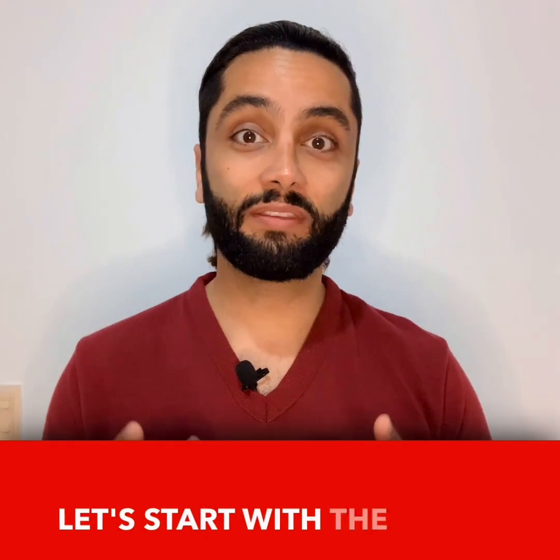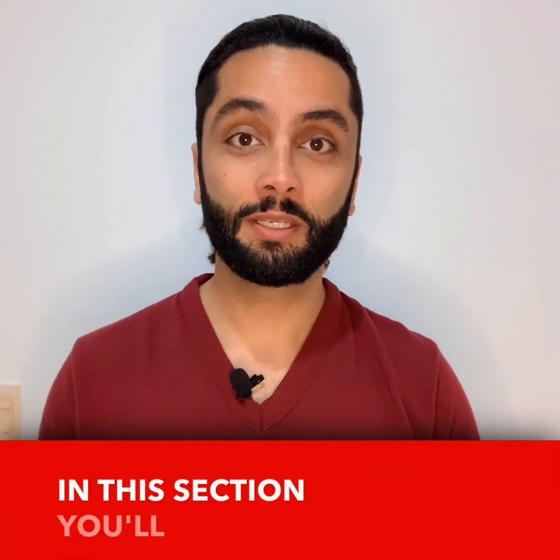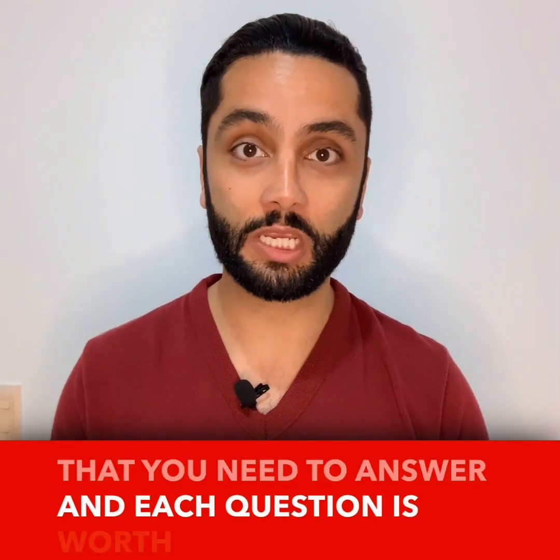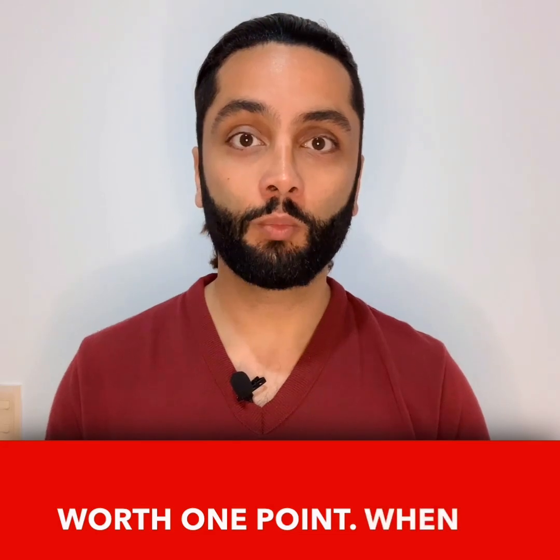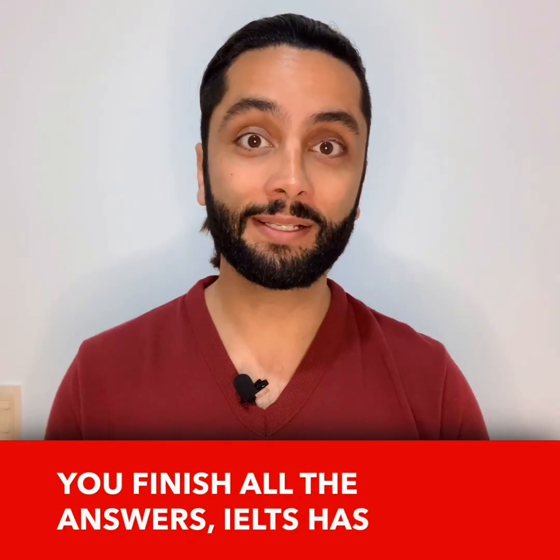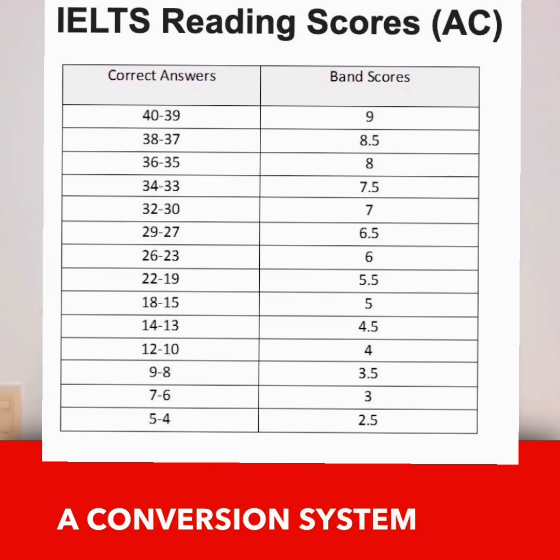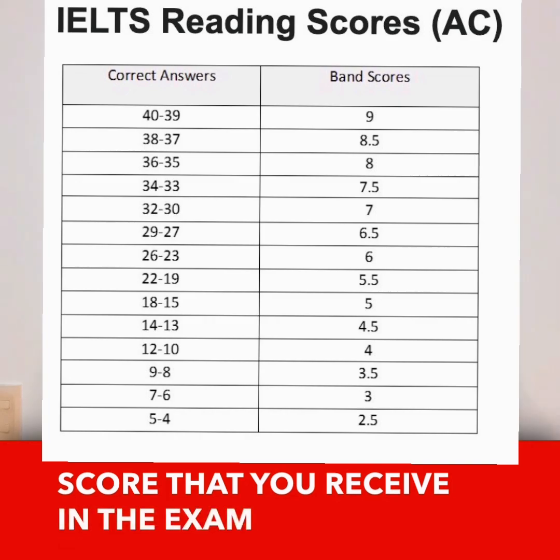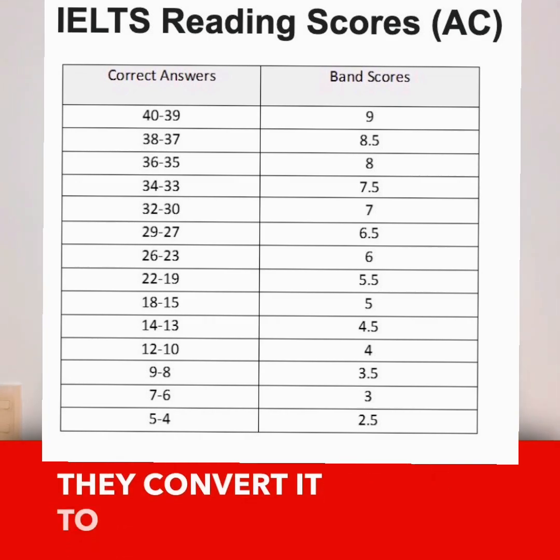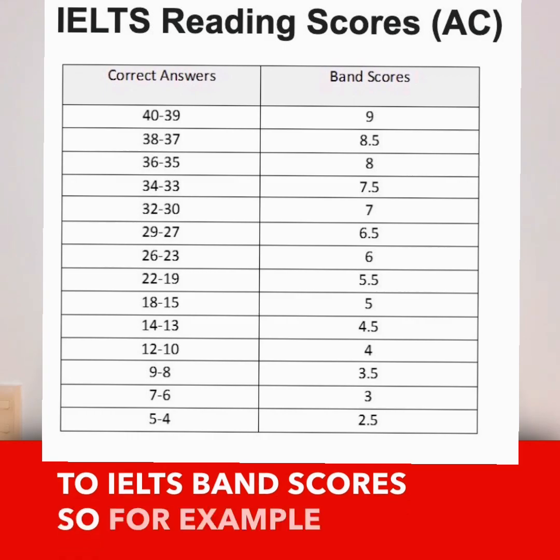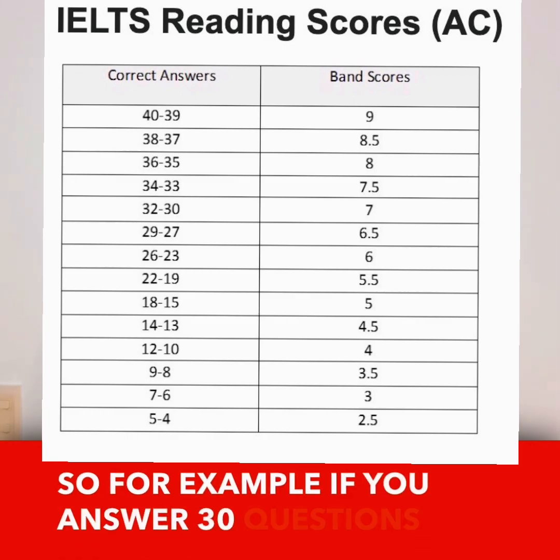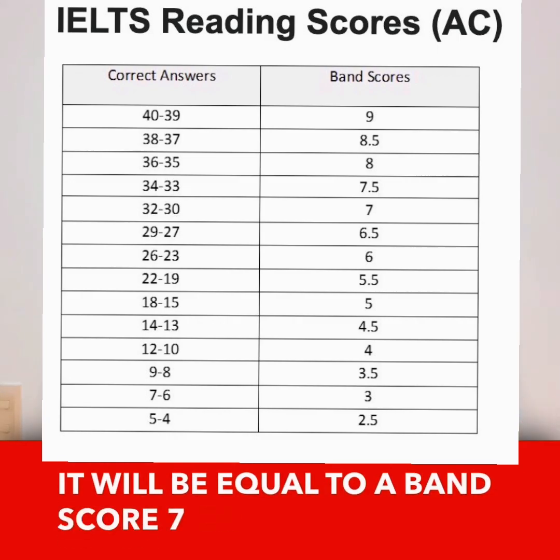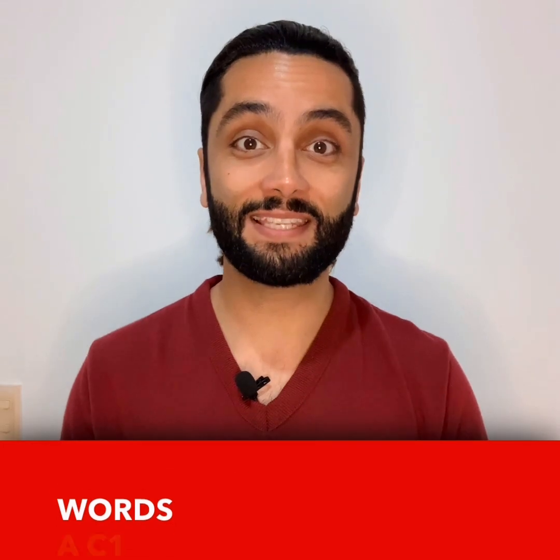You will also receive a final band score, which is an average of all the 4 skills. Let's start with the reading section. In this section, you'll have 40 questions that you need to answer, and each question is worth 1 point. When you finish all the answers, IELTS has a conversion system where they change the score that you receive in the exam paper and they convert it to IELTS band scores. So for example, if you answer 30 questions correctly, it will be equal to a band score 7, or in other words, a C1 level.